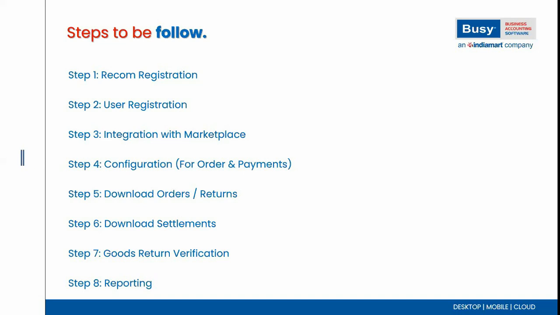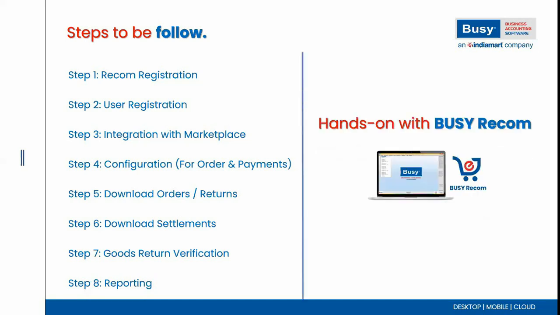If the settlement also gets downloaded, the next step is you can verify the goods returns, whether any goods are returned and why. You can put the remarks as well, and the quantity. If any goods are lost, you can put the lost quantity details here. Finally, at step number 8, you will get the reports, different types of reports: profitability reports, return related reports, physical goods return reports, etc. These are the important steps that we need to follow. Later we will do hands-on with the BUSY Recom plugin so that you understand better.